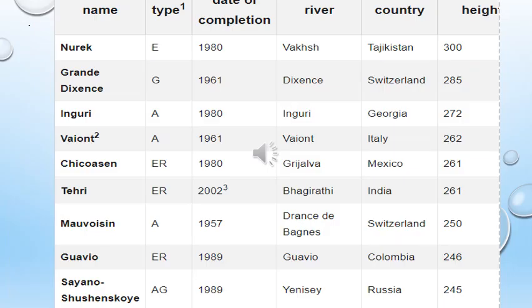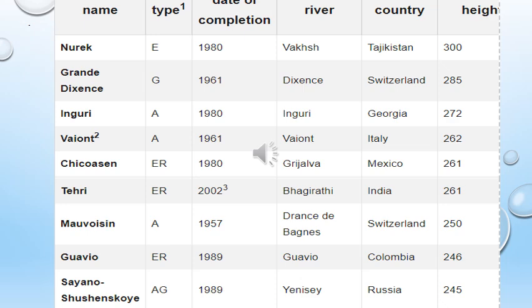So, here is a table of the different types of important dams. Now, here it shows the different types. E means earthen dam, G means gravity dam, A means arch dam, and ER means earth and rock fill dam. So, here it shows the different names of the dams as well as the year of completion, and the rivers and countries on which the dams are constructed, with heights.